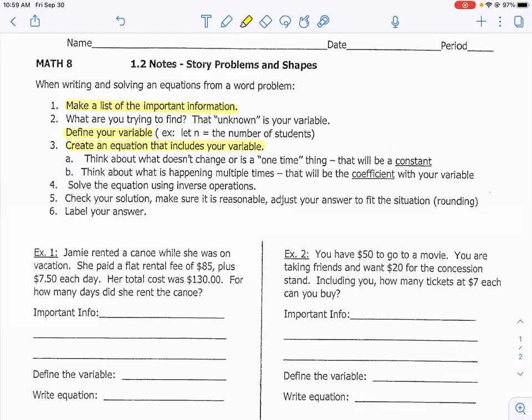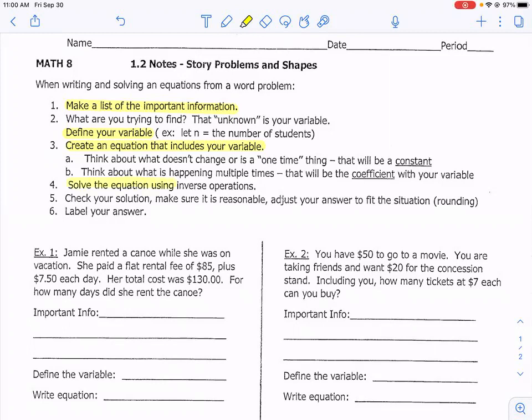But if there's something that happens multiple times, like you have to pay $12 every hour, that is going to be a coefficient. So we're going to have a constant and a coefficient to our variable. The key here is what is staying constant and what is changing. And we'll talk about that through our problems.